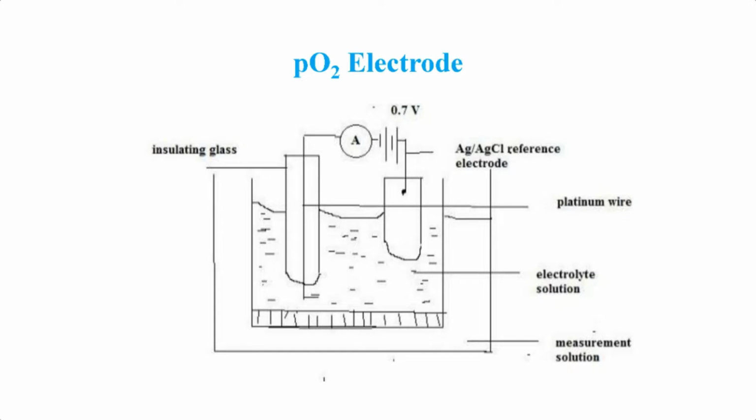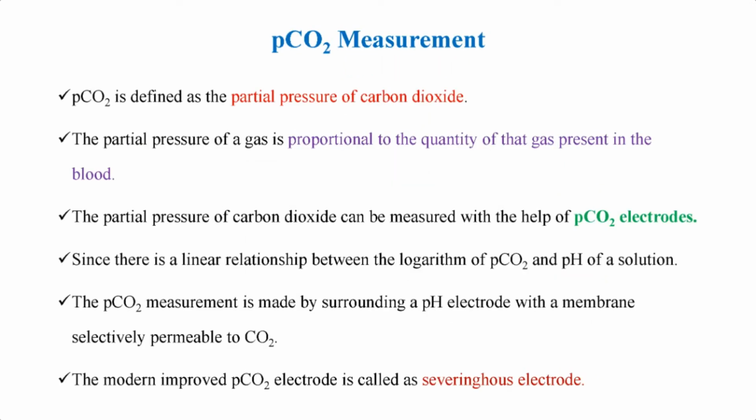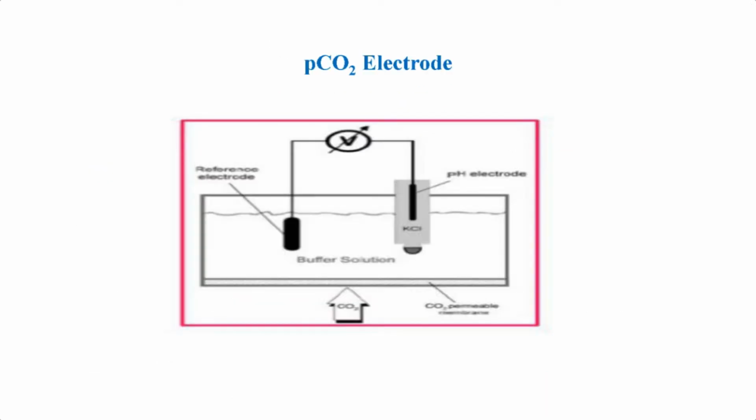The third type of chemical measurement which we are going to discuss is the PCO2 measurement, which is the partial pressure of carbon dioxide. It is directly measured with the help of the PCO2 electrodes, where the electrode used to measure the partial pressure of carbon dioxide is called the Severinghaus electrode. Here the PCO2 and pH are combined with a selectively permeable membrane, and the carbon dioxide glass consists of a Teflon material.